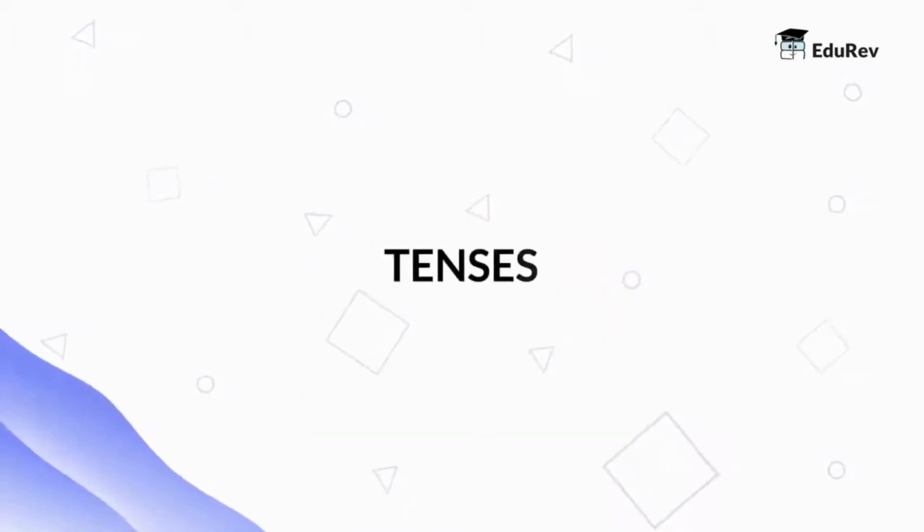In this video, we are going to take a look at tenses and how to spot tense errors in a sentence. Tenses are those words which allow you to place a particular event along a timeline. So whether the event happened in the past, whether it is happening in the present, or whether it is going to happen in the future.